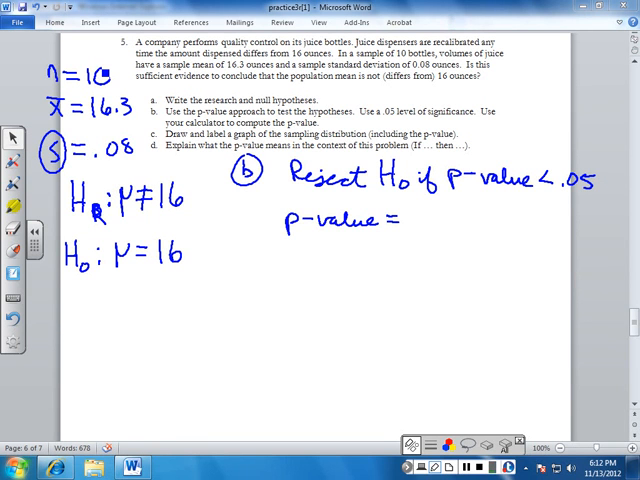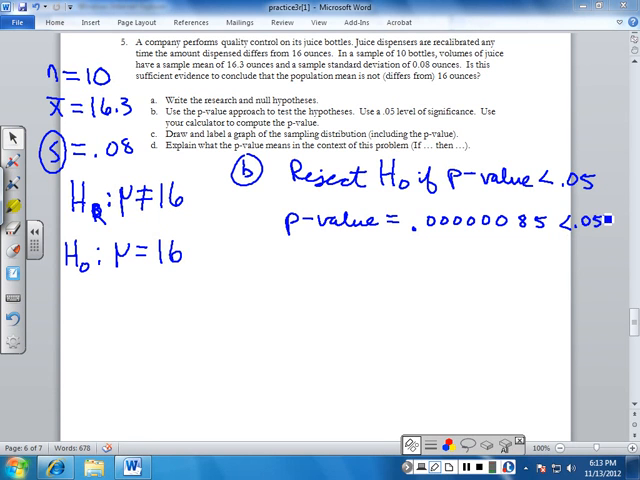Ooh. Ouch. That's really small. That's 8.51 times 10 to the minus 7th. Is that what you guys have? So that's 0.0000000, 6 zeros, and then 85. That's less than 0.05.